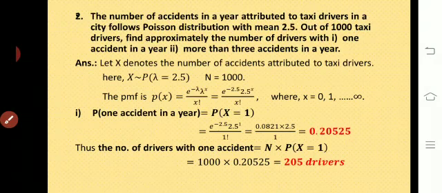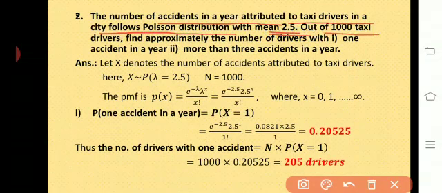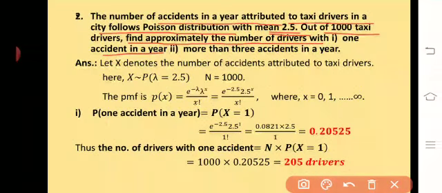Now let's move to the second question. The number of accidents in a year attributed to taxi drivers in a city follows a Poisson distribution with mean 2.5. Out of 1000 taxi drivers, find approximately the number of drivers with one accident in a year. And second sub question, more than 3 accidents in a year.